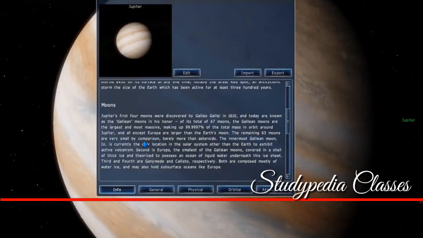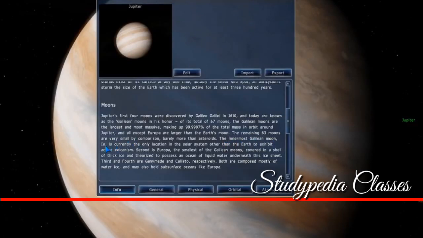The remaining 63 moons are very small by comparison, barely more than asteroids. So the remaining majority of the moons are like asteroids. They would be like 100 to 150 kilometers in diameter. The innermost Galilean moon, Io.